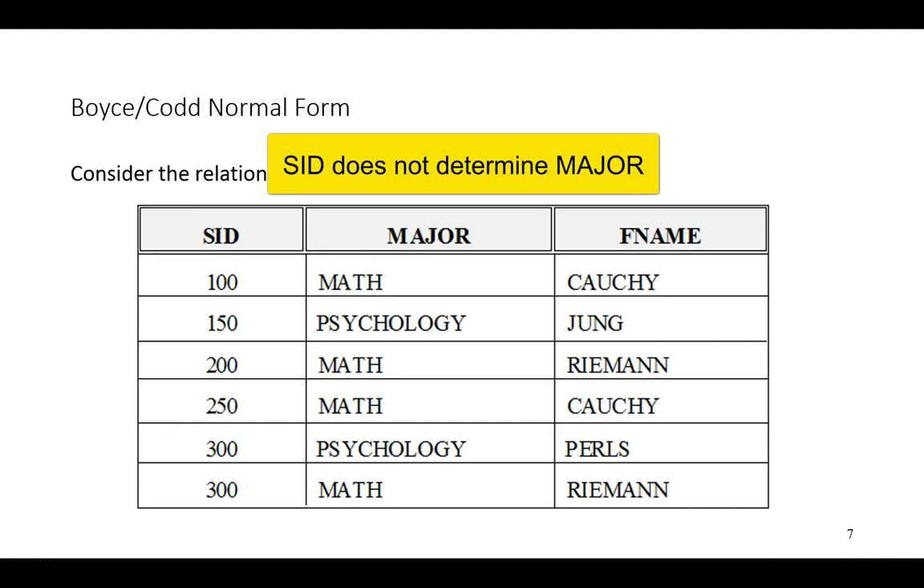Therefore, student ID, or SID, does not determine major, because major has multiple values. Remember the notion of functional dependency that says X functionally determines Y. We obtain a single value of Y by announcing the value of X. So here we announce the value of SID as 300, and we don't get a single major, we get potentially multiple majors. Therefore, SID does not determine major.